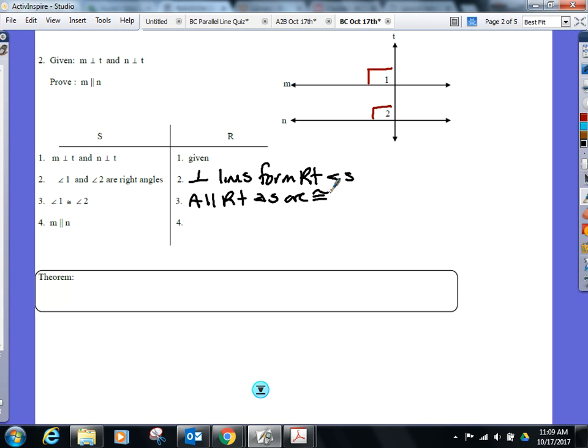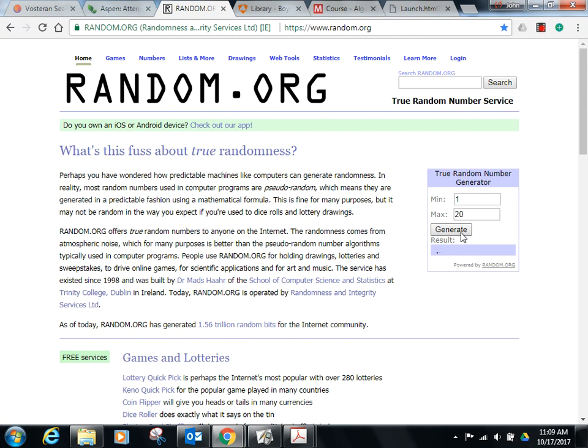Okay, now why is m parallel to n? Remember, we are in the parallel lines unit, and you just said 1 was congruent to 2. Look at those angles right now. Why would the lines be parallel then? Right, it's the unit we're in right now, parallel lines. So tell me why here.